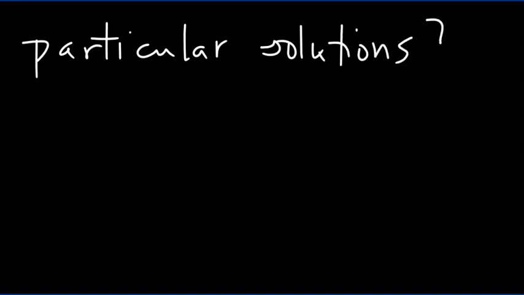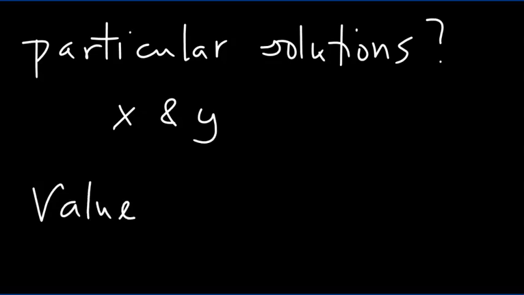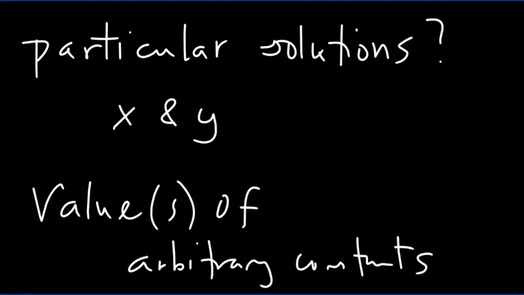So what is this particular solution as opposed to general solution? Any particular relation between x and y that satisfies a given differential equation is called a particular solution. In order to get particular solutions, we need to find the values of arbitrary constants that were part of general solutions. So how do we do that? This can be best demonstrated using examples.